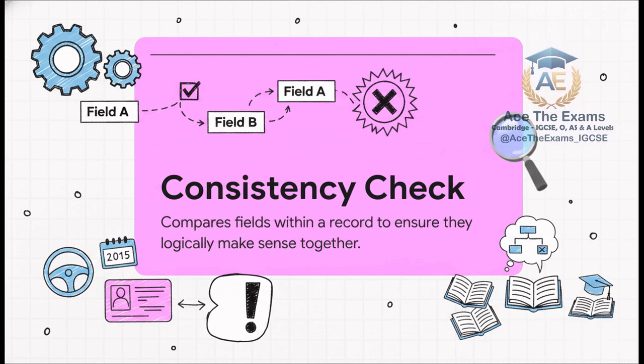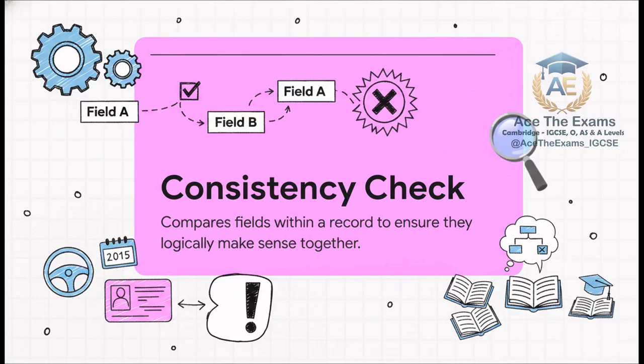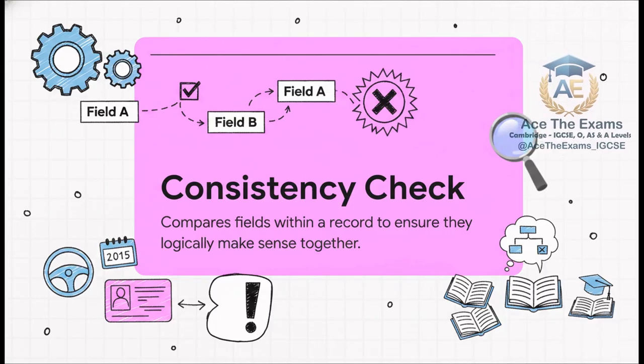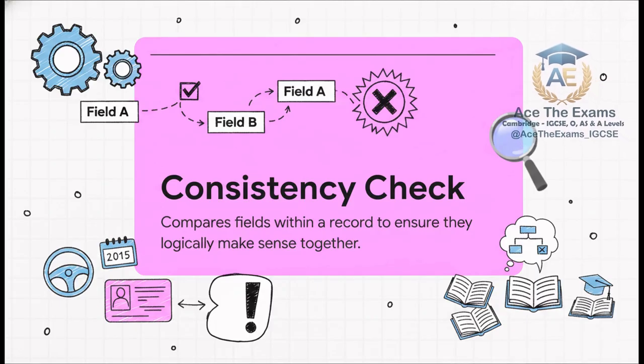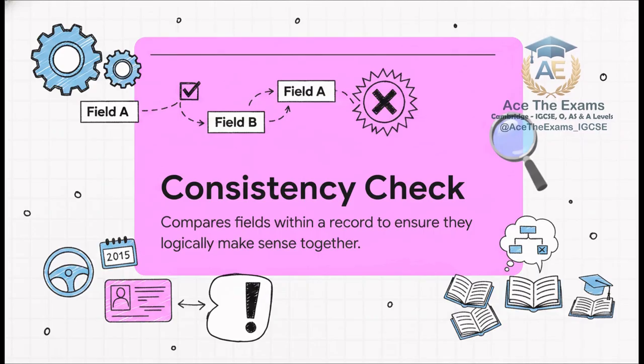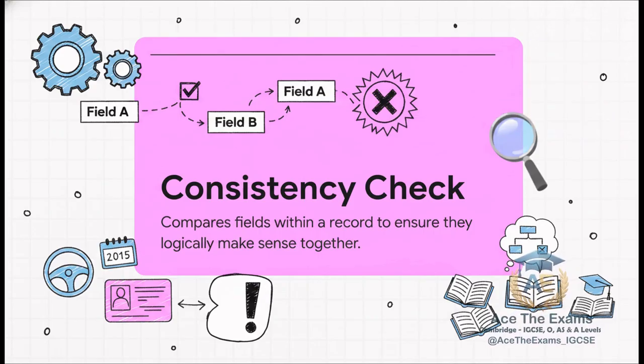Let's look at Sam again. When Sam sees an exam question asking to evaluate the use of validation in this system, Sam rushes and just scribbles down, "use a consistency check to stop wrong dates." Sam missed the specific command word, evaluate, and totally failed to define the actual term.